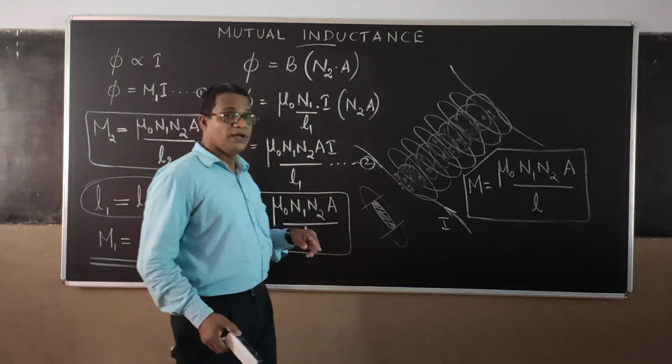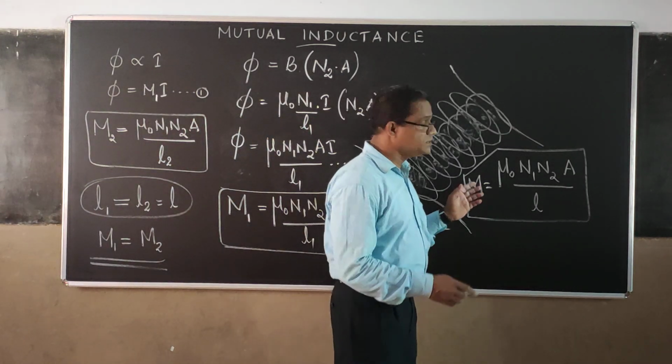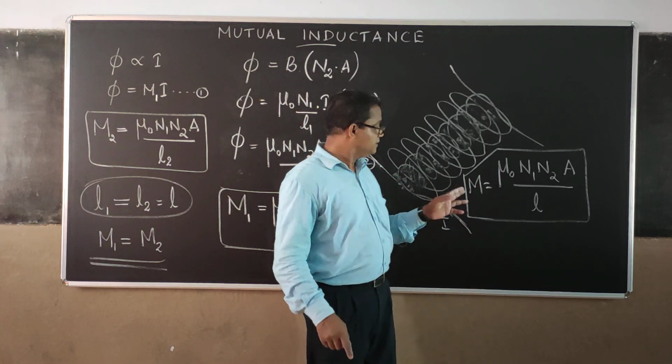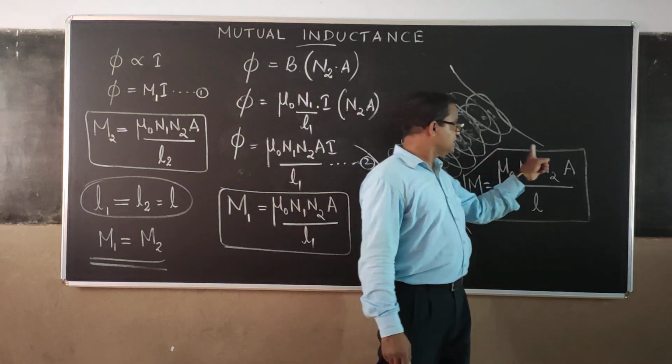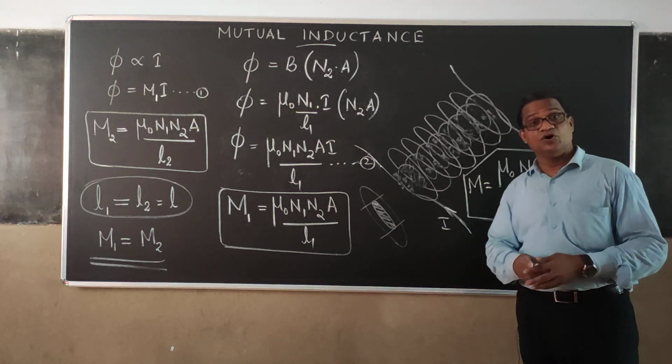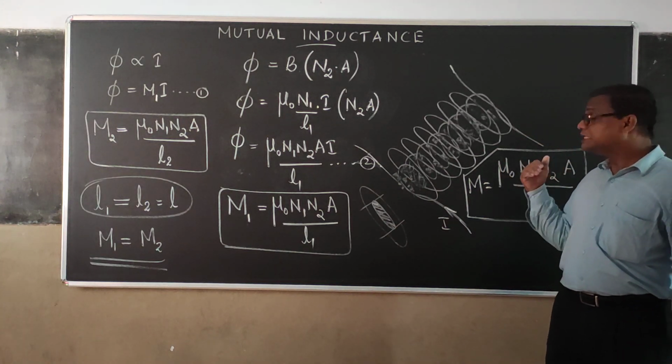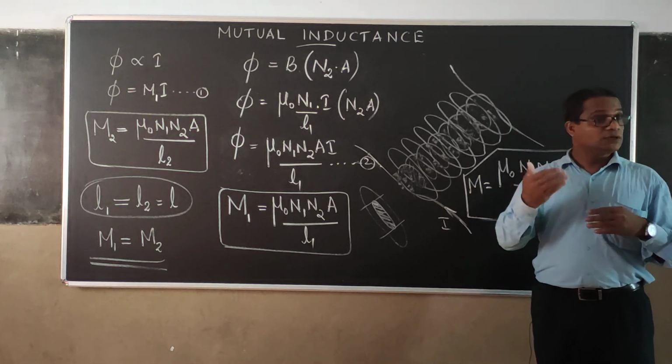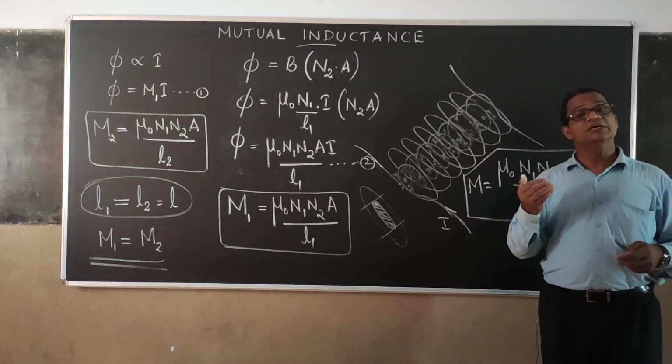So for the given pair of coils, if the solenoids are of the same length, then the mutual inductance remains the same for both, irrespective of whether the current is flowing through the outer coil or through the inner coil.